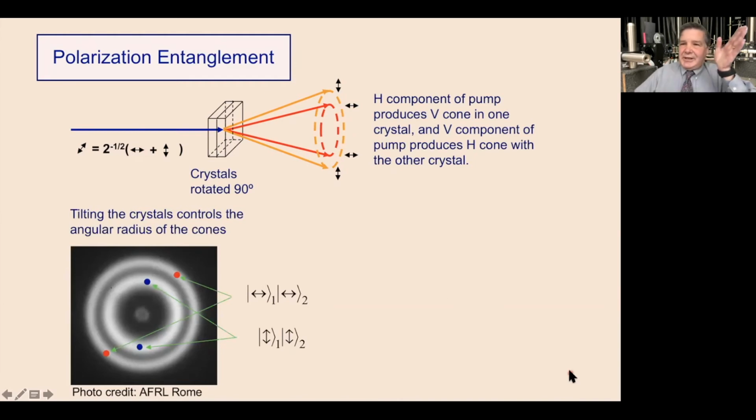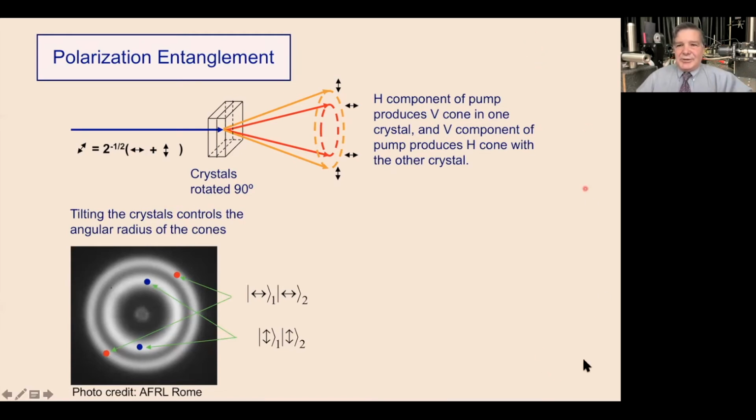But what is interesting is that one of the variables in this experiment is that if you tilt the crystal, you change the radius of the ring. So we can change the radius of the two rings because one ring is controlled by tilting the crystal in one plane, and the other ring is controlled by the tilt of the crystal in the other plane. So we can adjust the two rings independently.